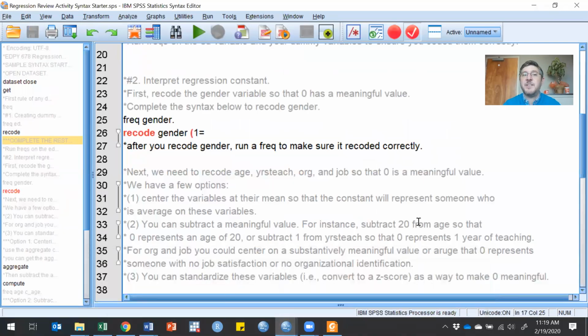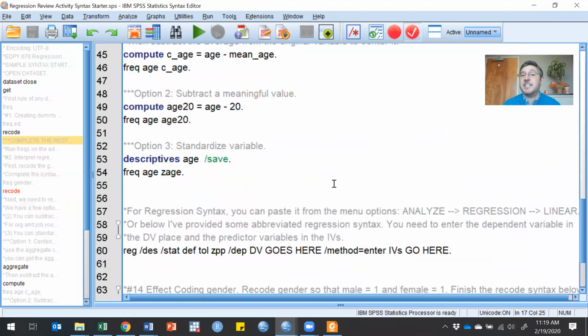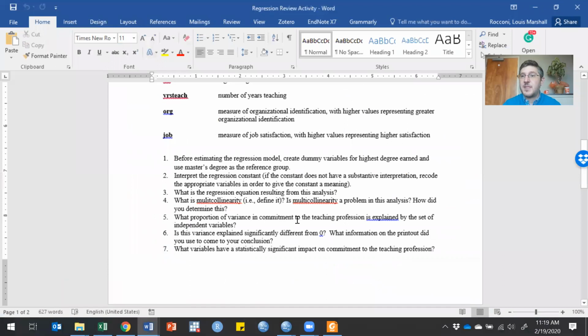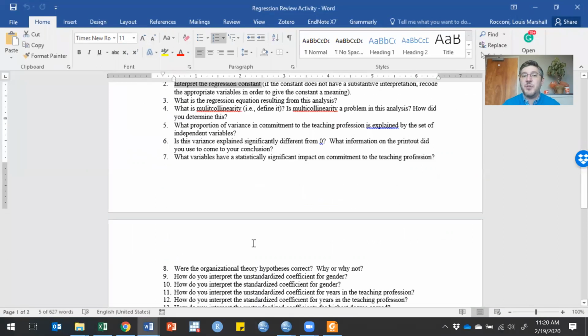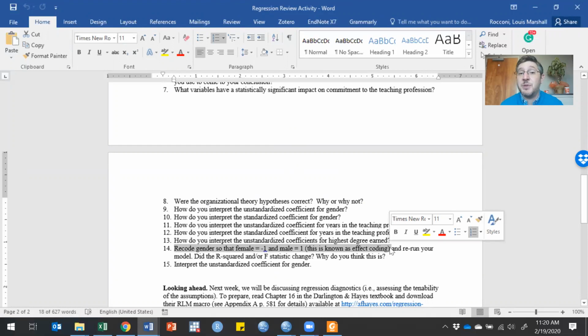Here's the regression review activity. I explained different options you can go through there and tried to give you some syntax to get started. A lot of this should be review. There are a few pieces that are probably going to be new to you, like centering variables or making the regression constant interpretable. Also this idea, I think I asked you to effect code one of the variables, will probably be new, but the rest of it should be a review from stats too.